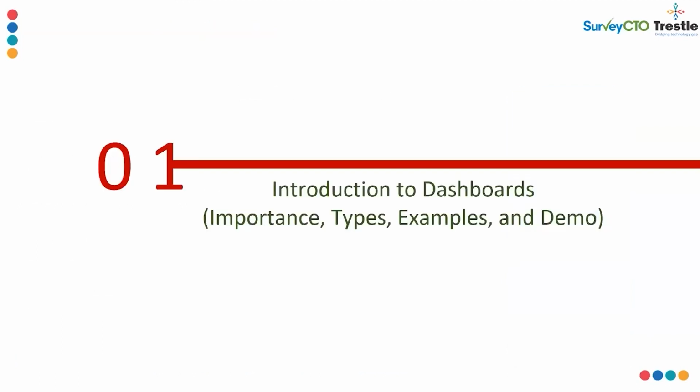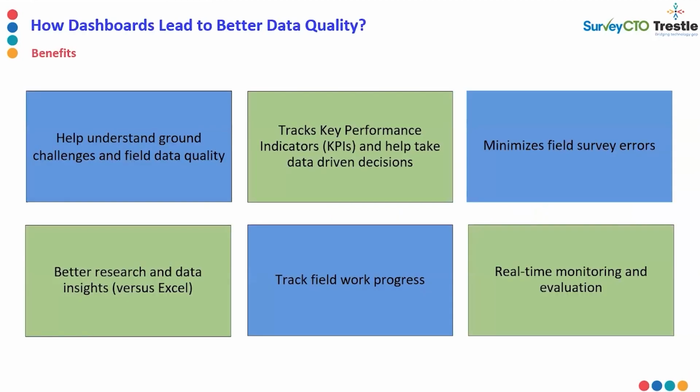So first of all, let's talk about dashboards. What is the importance of dashboards? What are the different types of dashboards that are available? What are the examples? And we'll also show a quick demo as well. So we all know that dashboards lead to better data quality, but how do they lead to better data quality? These are some of the important benefits. It helps with understanding the ground challenges and field data quality. It helps track KPIs and take data-driven decisions. It tracks fieldwork progress. It provides better research and data insights compared to Excel, and also it minimizes field survey errors.